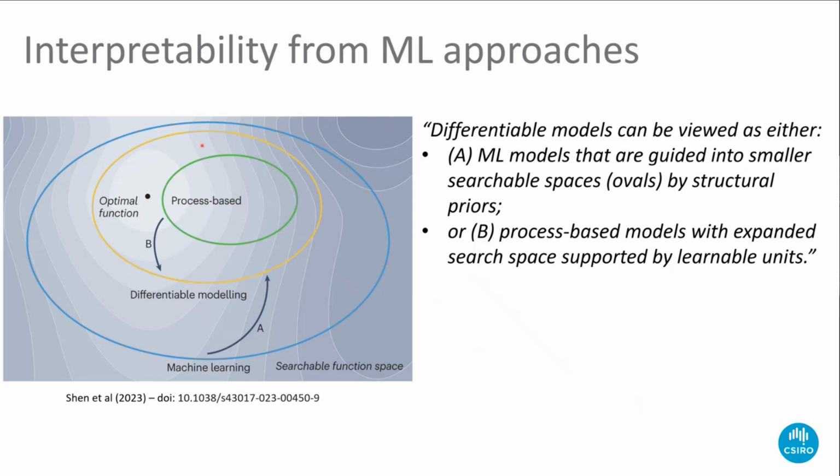But by marrying the two, you can either see this as a machine learning model that has been guided into a smaller searchable space, or you can look at this as your process models that have had their search space expanded to match this, which is a very nice way conceptually to marry the two. In other words, the conclusion is we can hopefully get the best of both worlds. And that's what we're about today.